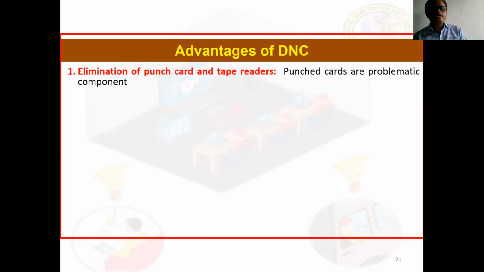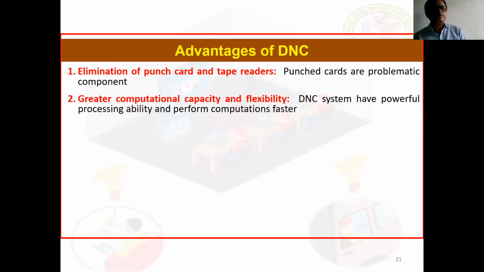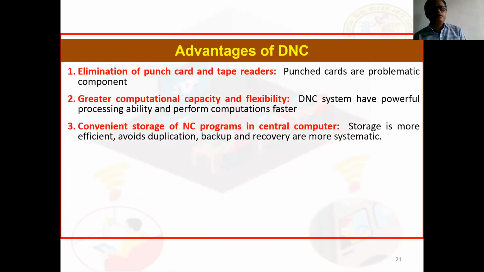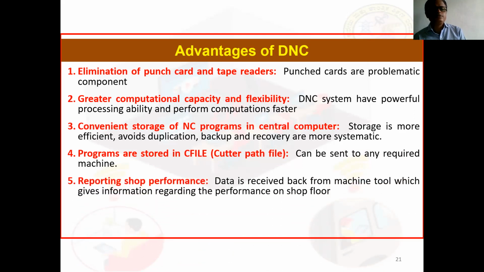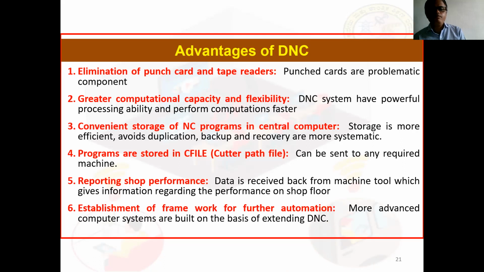So obviously DNC has a lot of advantages: elimination of punch card and tape readers, greater computational capacity and flexibility, and ease of storing the programs in central computers. Programs are stored in CLFILE, that is cutter path file. They can be sent to any required machine. Then reporting the shop performance: the data is received back from the machine tool, which gives information regarding the performance on the shop floor. Establishment of a framework for further automation is also possible in DNC.